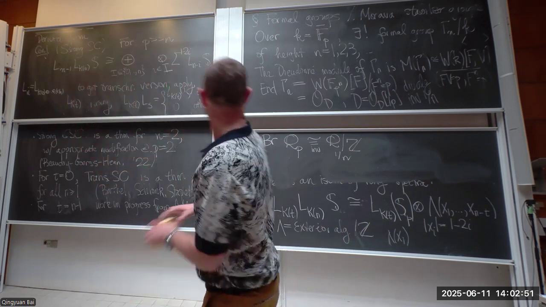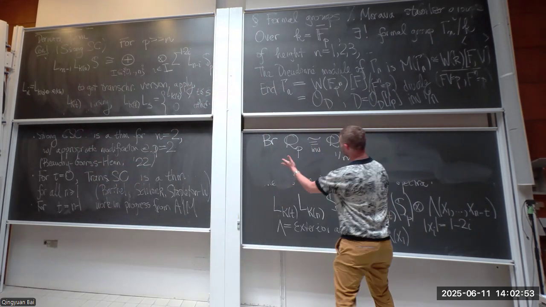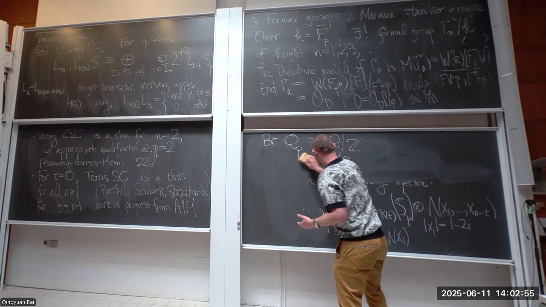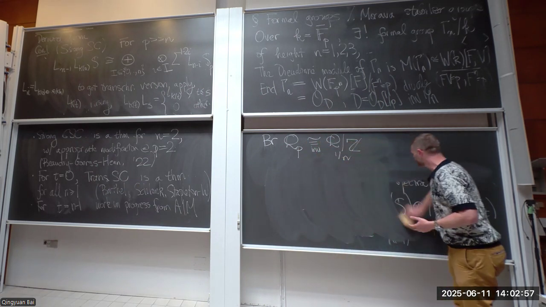Okay. So all of this is pretty well known, and we have perfectly good generators and relations for this group.